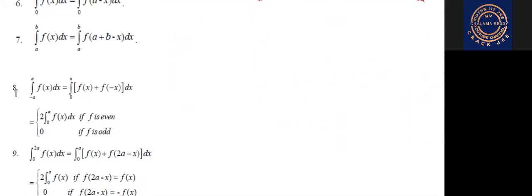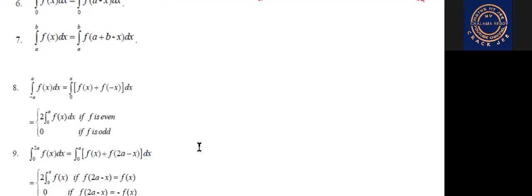Now, eighth property: integration minus a to a f of x dx. f of x is an even function or f of x is an odd function. So by observing even and odd, we will decide how to calculate. That is equal to 2 into integration 0 to a f of x dx if f of x is an even function. If f of x is an odd function, we get 0.